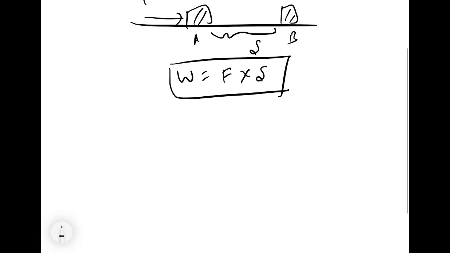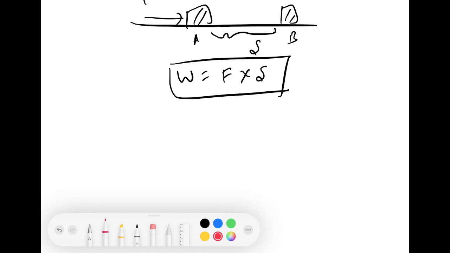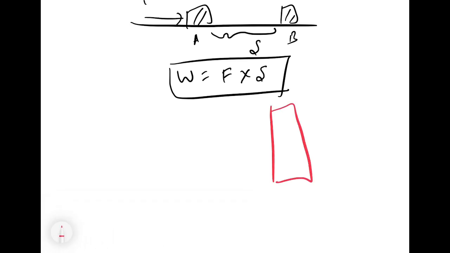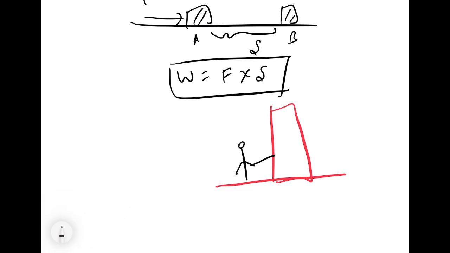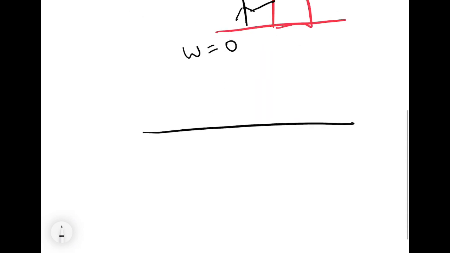W equal to F into S, which means that you may have a tall building and you may apply a force. Obviously, the building will not move, so displacement is 0. In this case, work done is 0. So even though you may apply a force, if that force does not produce any displacement, the work done is said to be 0.